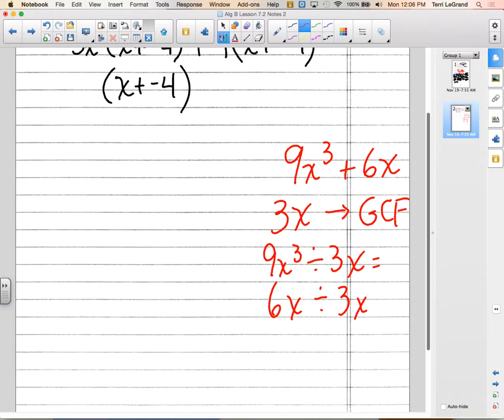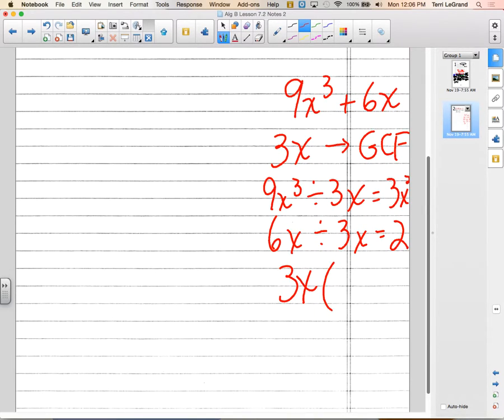Okay, so what is that? What's 9x cubed divided by 3x? 3x squared. Okay, what is 6x divided by 3x? Just 2. So then what did we do? We said, okay, take the GCF, put it out front. That's the first factor in the name. And then the other factor will be 3x squared plus 2.